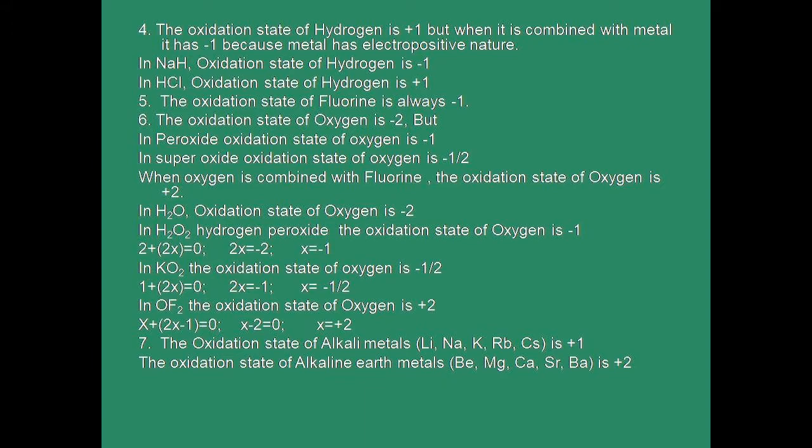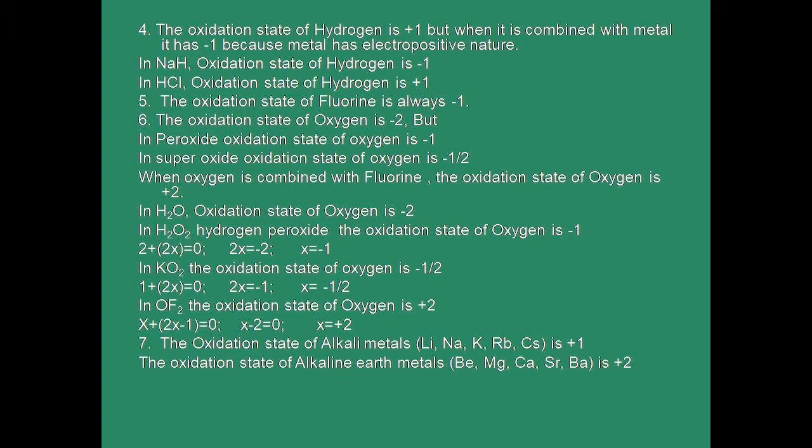KO2 means potassium superoxide. Here the oxidation state of oxygen is -half. How are we getting that? See the calculation. For potassium, the oxidation number is 1, plus we don't know the oxygen oxidation number, and 2 oxygens are present there. So 1 plus 2 into x equal to 0. Here also KO2 is a molecule, so it is equal to 0. After calculating, we get the x value equal to -half.